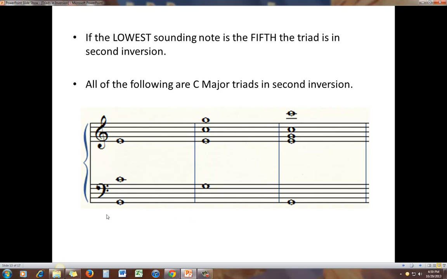As with every other position of triads, as long as the lowest note, or the bass note, of the chord is the fifth of the triad, then this is a triad in second inversion. These are all C major triads. The fifth of a C major triad is a G, and we notice that all three bass notes are G's, so all of these examples are C major triads in second inversion.